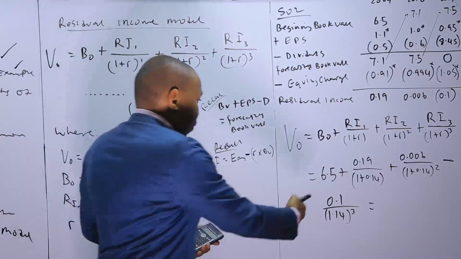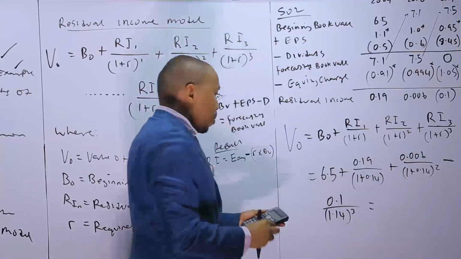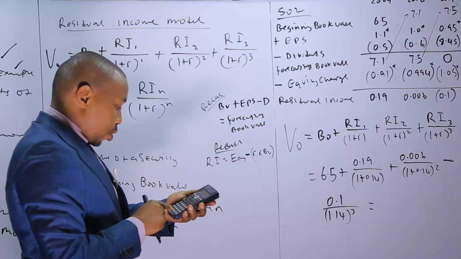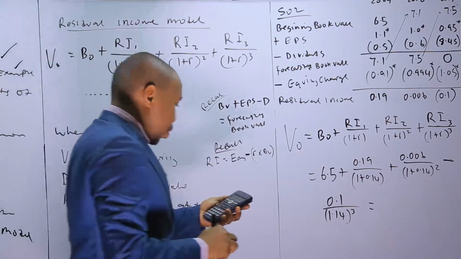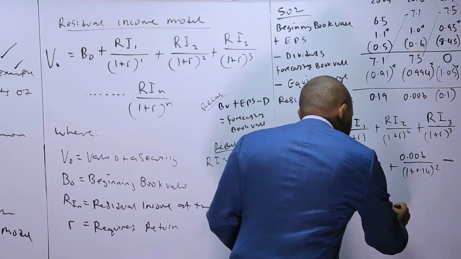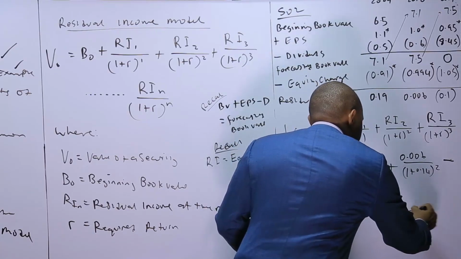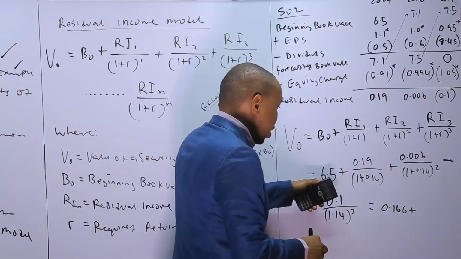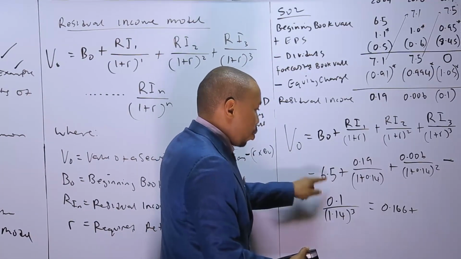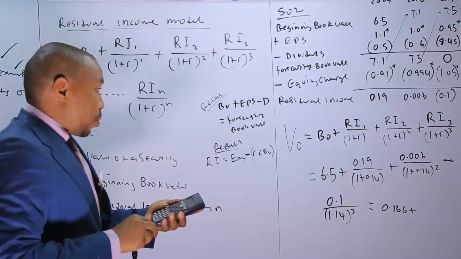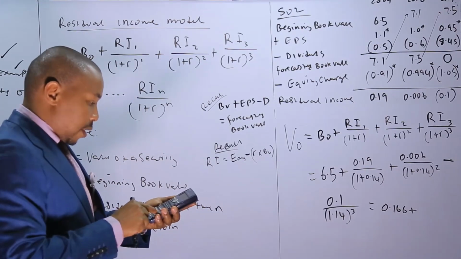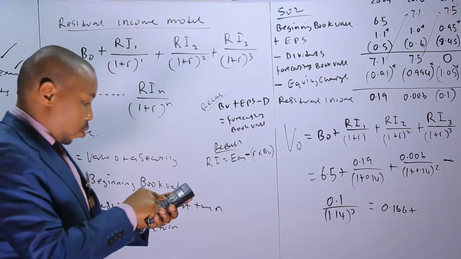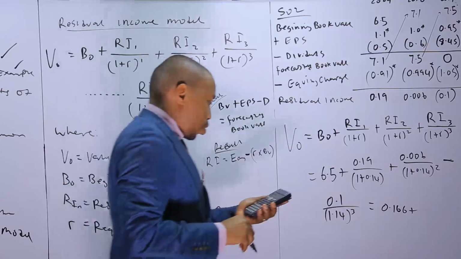So let's first of all work out the present value of future residual income. So 0.19 divided by 1.14, we have 0.166 there. We will also consider adding the 6.5 here. Then 0.006 divided by 1.14 squared, we have 0.0046.